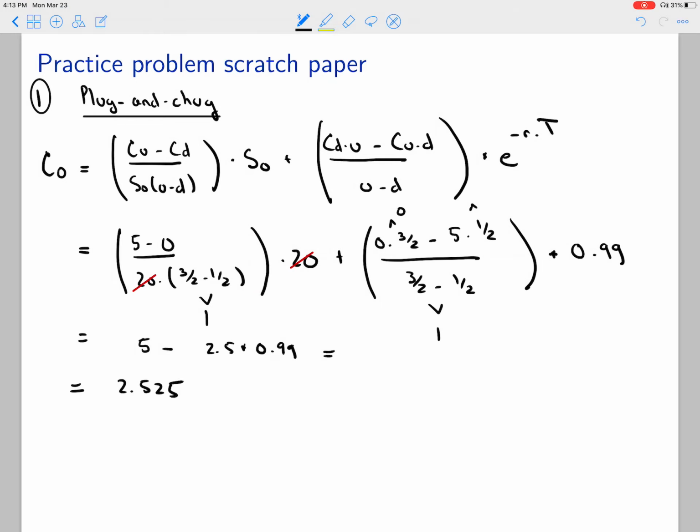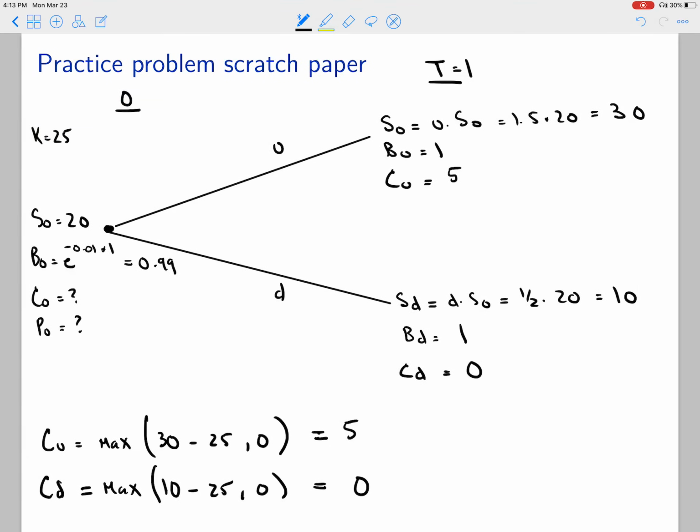Okay, so what do we say? We say that the no arbitrage call option price is C0 equal to 2.525. Okay. Sorry about that little mistake. It's getting late in the day.